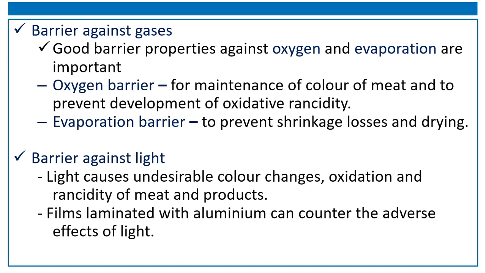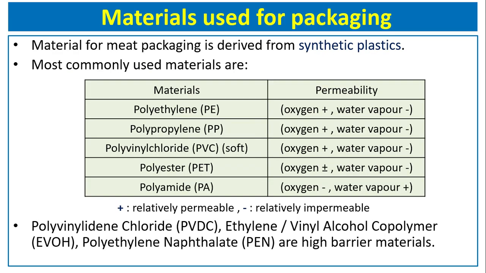Barrier against gases. Good barrier properties against oxygen and evaporation are important. Oxygen barrier for maintenance of color of meat and to prevent development of oxidative rancidity. Evaporation barrier to prevent shrinkage losses and drying. Barrier against light. Light causes undesirable color changes, oxidation and rancidity of meat and meat products. Films laminated with aluminum can counter the adverse effects of the light.